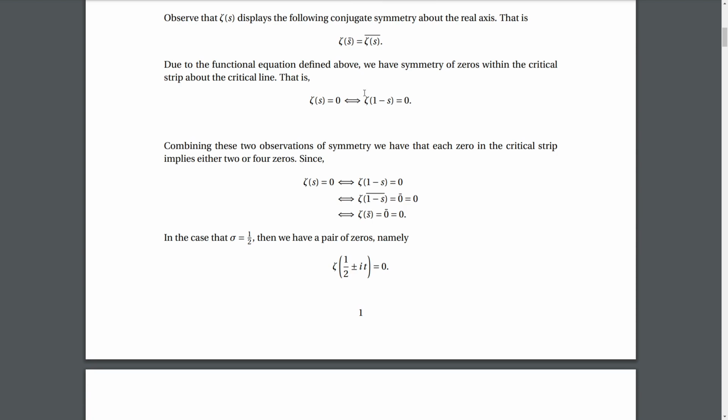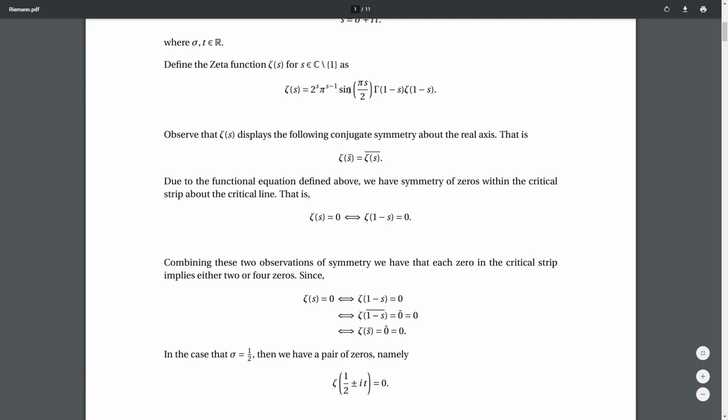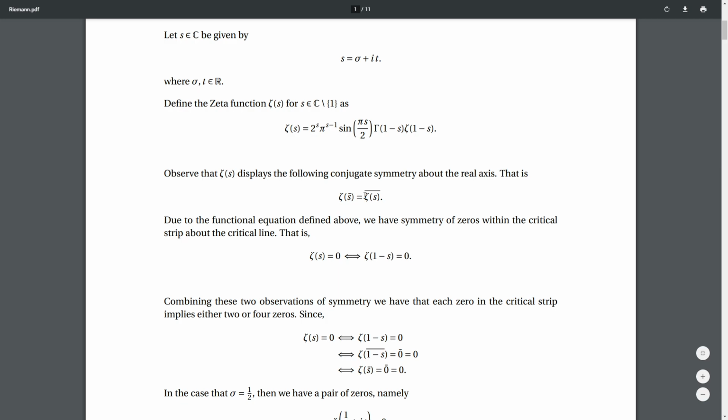Let's start this discussion by looking at a few of the symmetries that are present. So zeta of s conjugate, if you did sigma minus it, is going to equal the conjugate of zeta of s. So it's conjugate symmetric about the real axis. If you conjugate the input, then it's the same as if you conjugated the output of the original input.